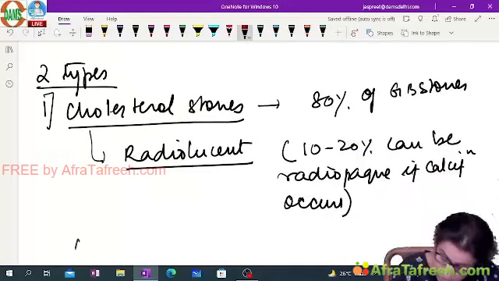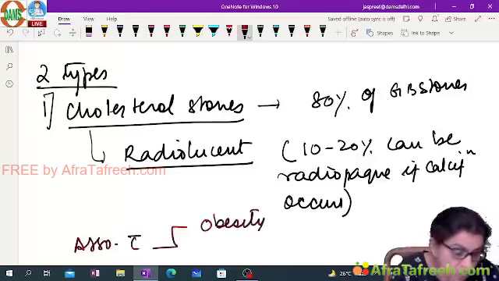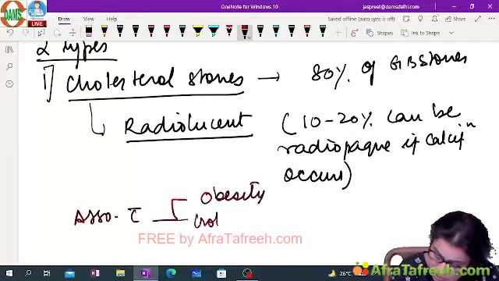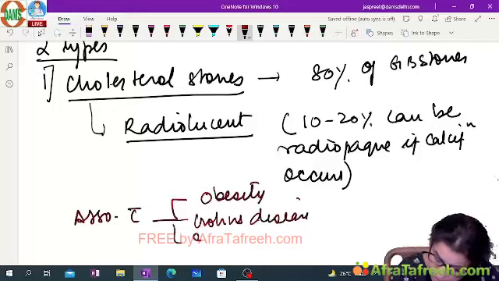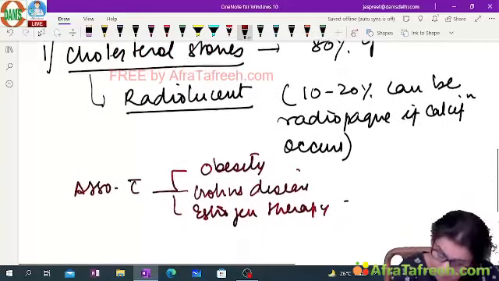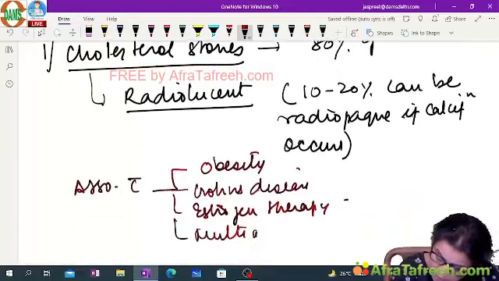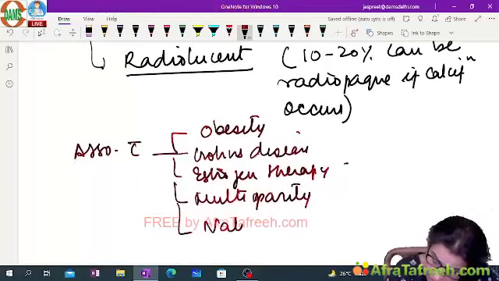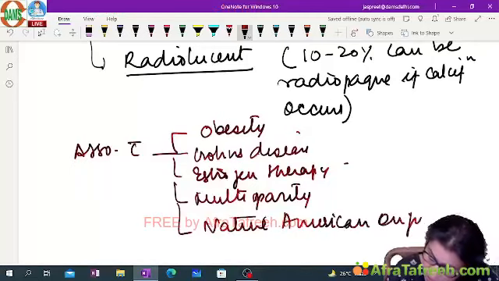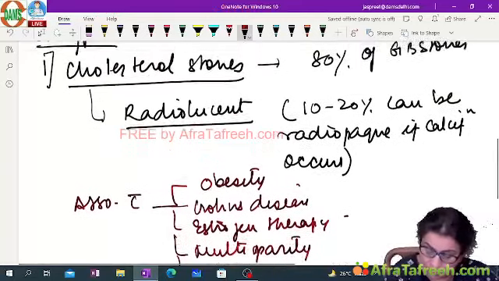These cholesterol stones are associated with, number one, obesity. Number two, Crohn's disease patients can have gallstones. Number three, estrogen therapy. Then multiparity, so fertile females. And Native American origin, very important. So these people can have cholesterol type of gallstones.